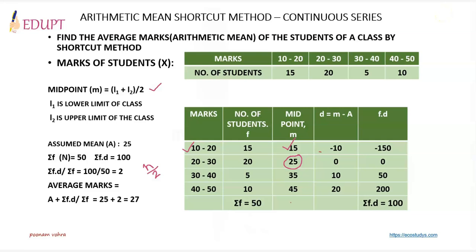That is 15 minus 25, 25 minus 25 is 0, and so on. Then multiply deviations with frequency: minus 10 into 15 is minus 150, 0 into 20 is 0, 10 into 5 is 50, and so on. So we get the summation of deviations with frequency as 100. Then apply the formula A plus sigma fd divided by sigma f. We get 27 as the average marks obtained by the students.